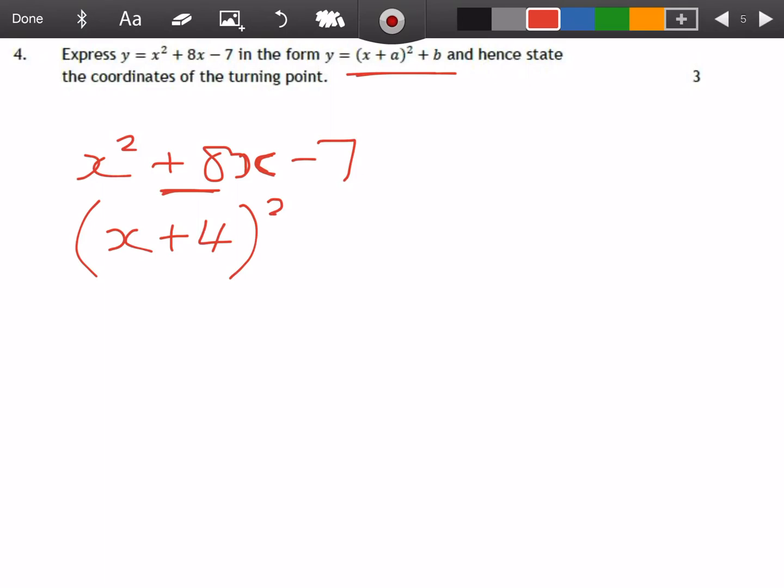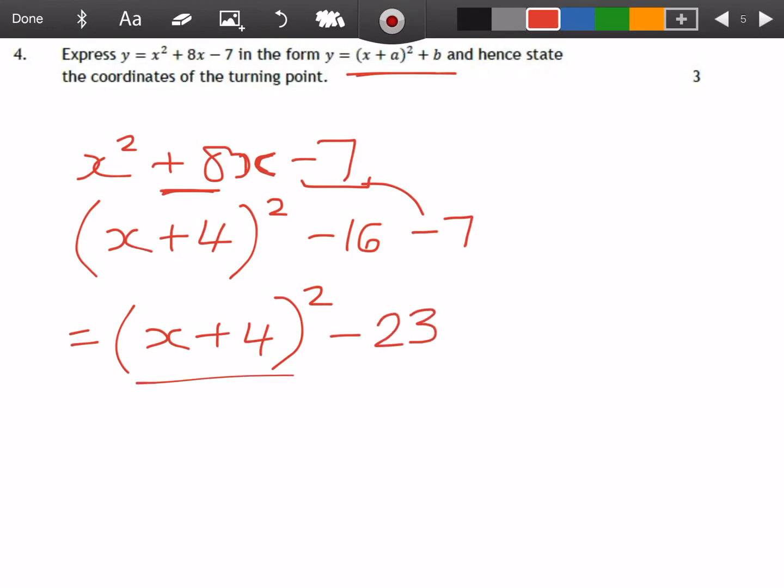What do you do with the 16? We subtract the 16. We're not finished, however. Don't forget the minus 7 at the end. Some people can actually do this in their head. The minus 16 and the minus 7, put it together: take away 23. That is the final answer. You get a mark for the x plus 4 squared, and you get a mark for the minus 23 at the end.